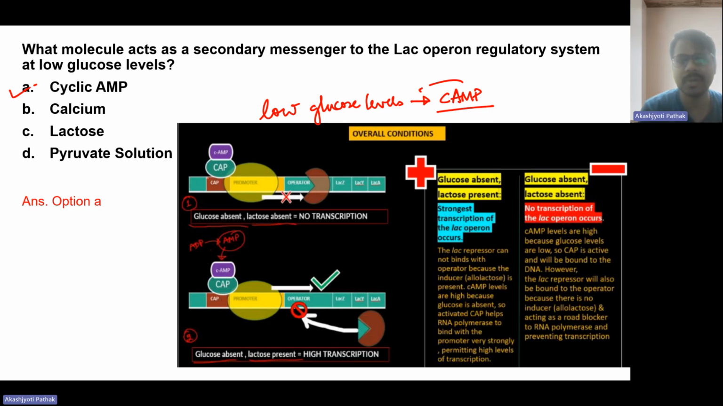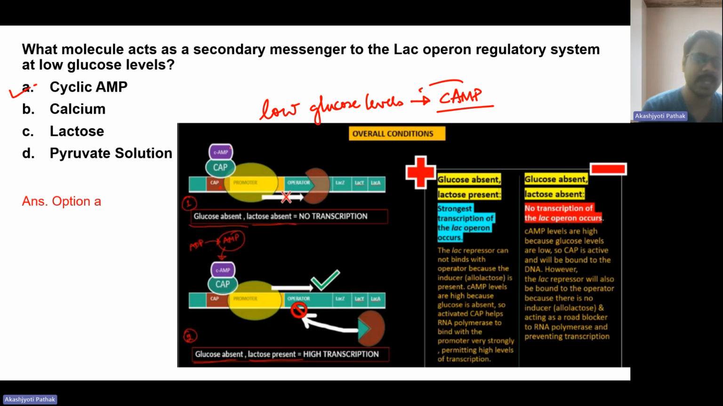Now, CAP is a protein called catabolite activator protein. This protein binds at a site upstream of the promoter, which is called the CAP site. This CAP protein can only bind to this CAP site when the catabolite activator protein is bound to cyclic AMP. Only then can this complex bind and promote or enhance the activity of the RNA polymerase. So this is a positive regulation of the lac operon.